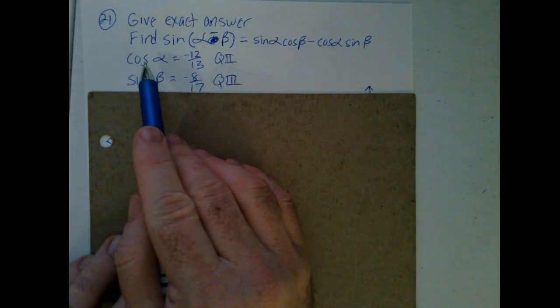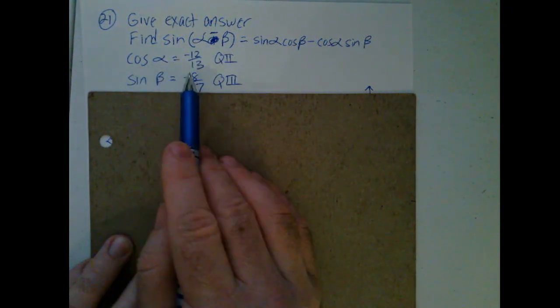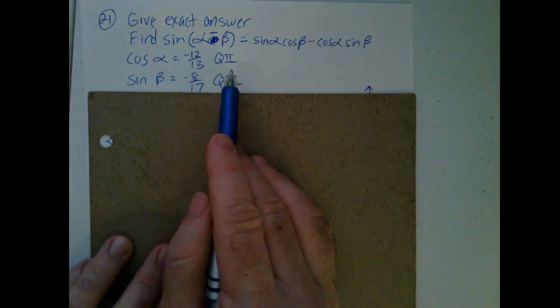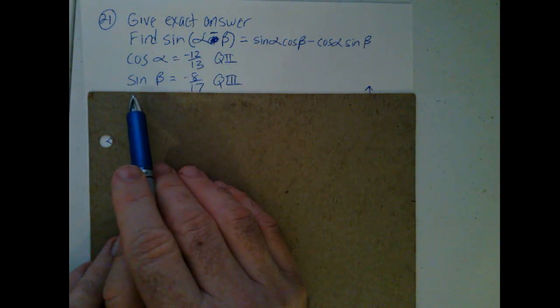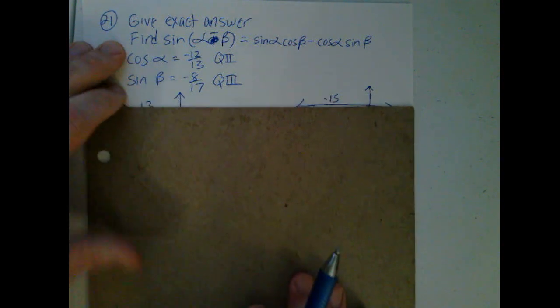Alright, so for 21 it says give the exact answer using sine of alpha minus beta if cosine alpha is negative 12 over 13 in quadrant 2 and sine of beta is negative 8 over 17 in quadrant 3.